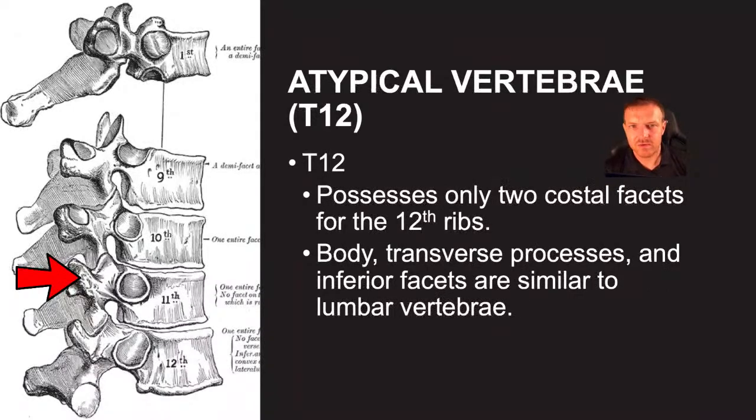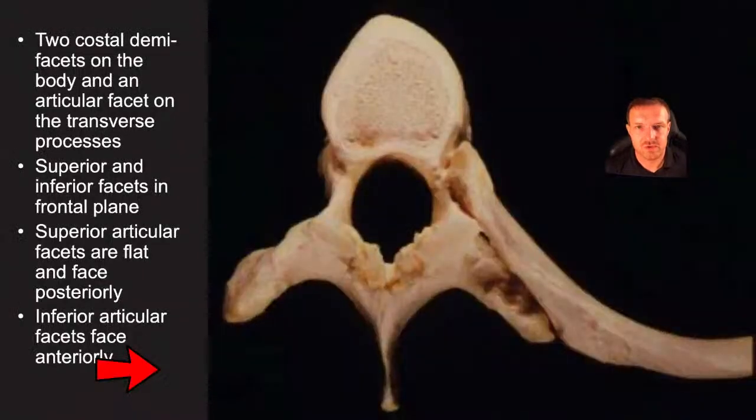And then T12 has got only 2 costal facets for the 12th rib. The body, transverse processes, and inferior facets are very similar to lumbar vertebra. So now at T12, it's starting to change from a typical thoracic shape because of the load going through it. It's starting to change into a lumbar vertebra. Okay, so you can see the transition from what looks a bit like a cervical vertebra up here, similar in shape, 12 vertebra down, we're starting to look a little bit more like a lumbar one. Okay, so we can see that change as it goes through.